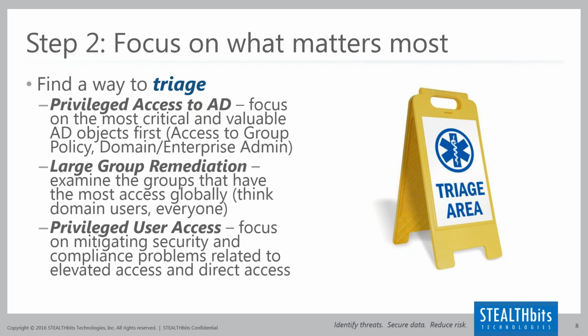And then identify and remediate things like large groups. We call this open access, where we examine the groups that have the most access globally. Think of these like domain users, everyone, or that popular group where it's the name of your domain underscore users, and that's where everybody's stuck into. And finally, focus on mitigating security and compliance problems related to elevated access and that popular direct access. I mean, operations is important, but security needs to be part of the discussion going forward.